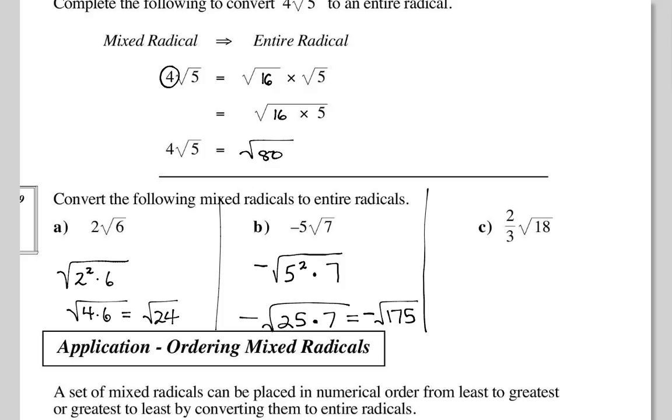Now for part C, a lot of you will automatically shut down as soon as you see a fraction. But I'm not sure why. It's just 2 on top of 3. Those are just integers. Just treat them as integers, just 2's on top of 3.